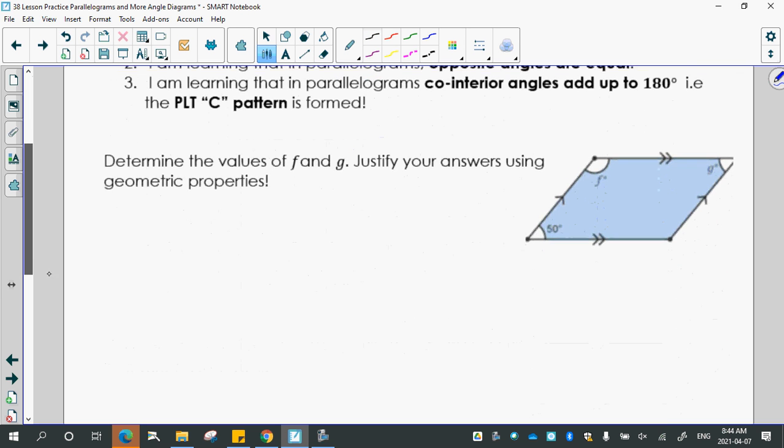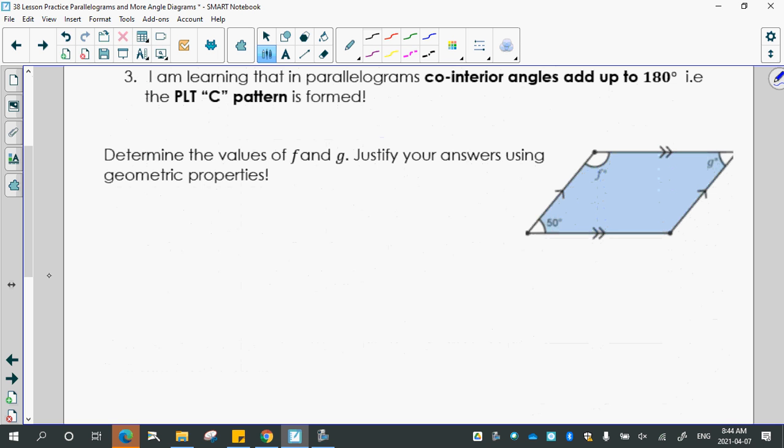Great, so our first question says, determine the values of little f and little g, and justify your answers using geometric properties. So there's one where I should just be able to say this equals this, and my reason is parallelogram. What could I just say right away, Carter? G equals 50 degrees, and my reason is it's a parallelogram. In a parallelogram, opposite angles are the same. So we know it's a parallelogram, so G is 50 degrees.